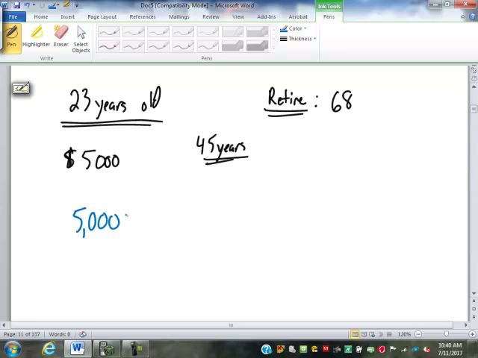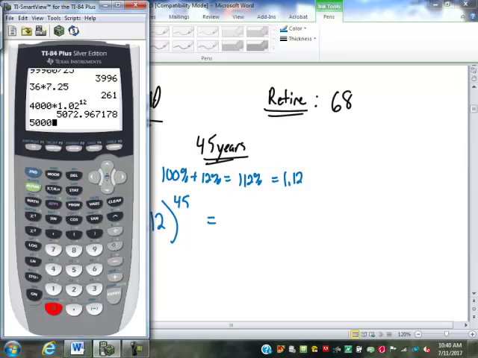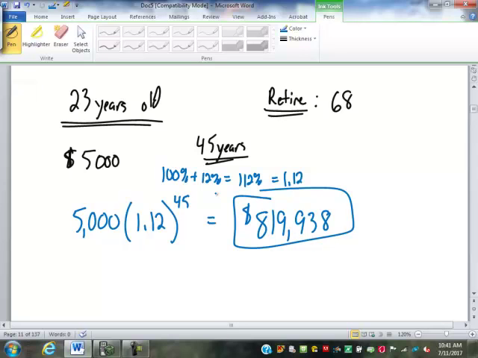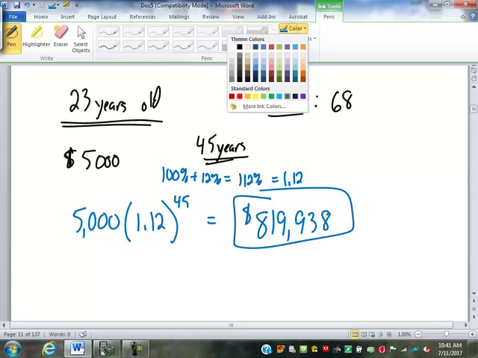So $5,000 times 12%. Well, 100% plus 12% is 112%, which is 1.12, right? So 1.12 to the power of 45. Now, before you punch this in, anybody want to guess? It'll shock you. 819,938. Almost $820,000 in your retirement out of 1 year of 5,000.